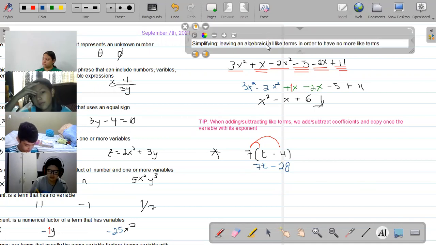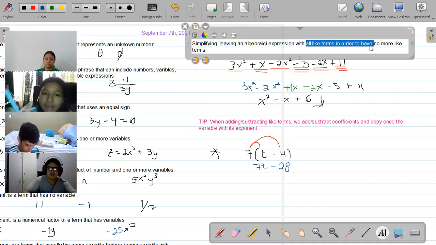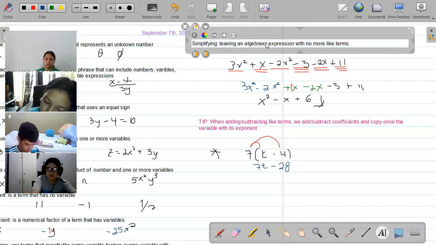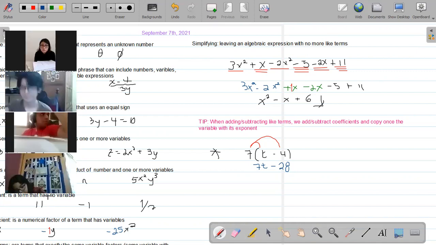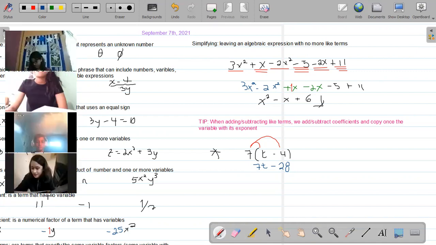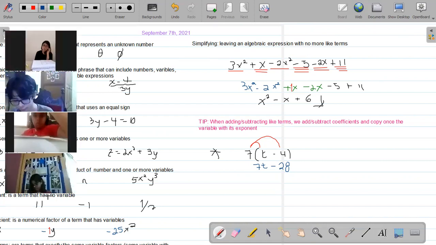Simplifying: leaving an algebraic expression with no more like terms. That's what we're going to see. Leaving an algebraic expression with no more like terms, using the operations needed. It could be an addition or a subtraction. It could be a multiplication or it could be a division, okay? So let's change that. Yeah, I know, I missed it, but I know. In that way, we are enclosing every single operation in the simplification. And that's okay.